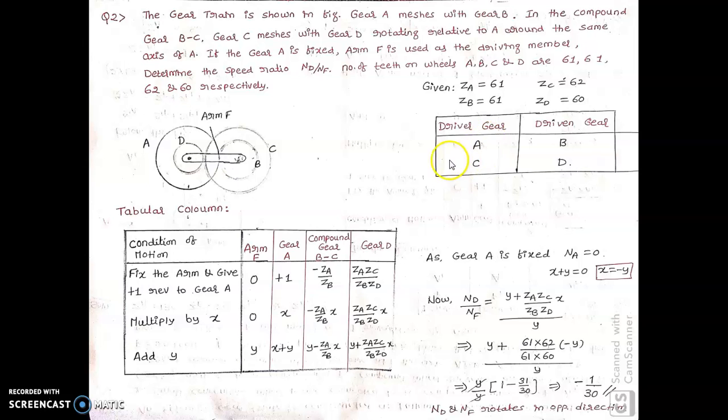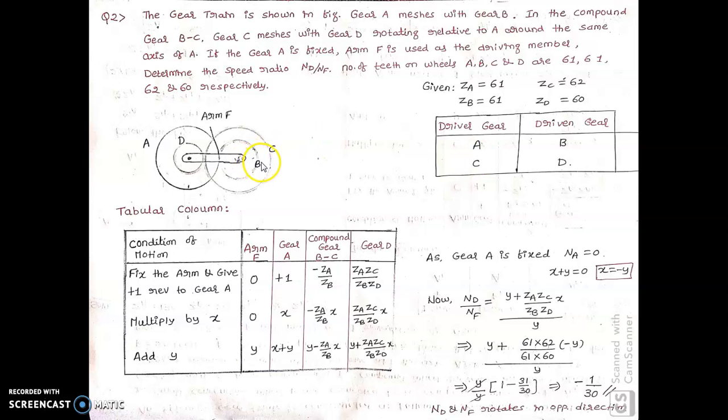Now, can anyone identify which is the driving gear? Definitely A is the driving gear here, because A is meshed with B first, then this compound gear is meshed with D. So that's why gear A becomes the driver gear. When A becomes the driver gear, A is in contact with B. Definitely B becomes driven, because B is following A. That's why B is a driven gear.